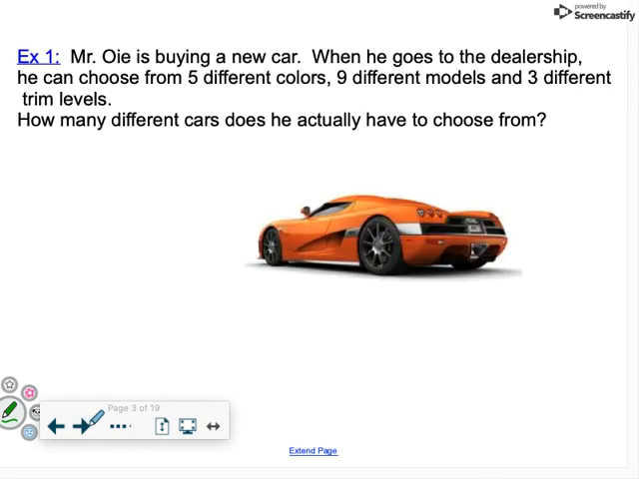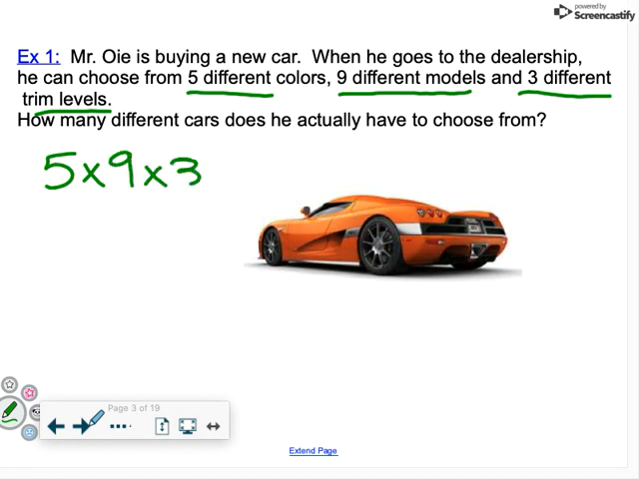So another example on the next page here, it says, Mr. Oy is buying a new car. When he goes to the dealership, he can choose from 5 different colors, 9 different models, and 3 different trim levels. How many different cars does he actually have to choose from? So again, we're going to use that multiplication counting principle. Our first step has 5 ways to do it. Our second step has 9 ways. Third step has 3. So we multiply them together, and we get 135 options.